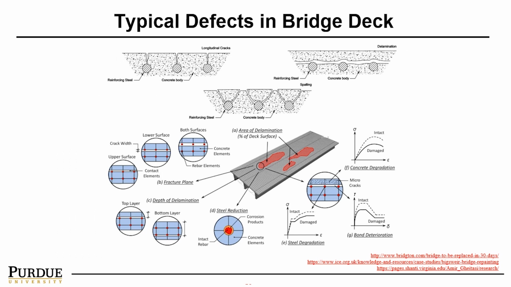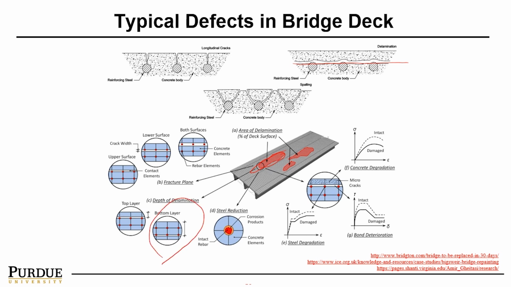In this slide, I would like to talk about the typical defects we would like to see in a bridge deck. In general, there are defects that happen on the surface. For instance, you have a surface thermal-induced crack or fatigue-induced crack, or you could have a delamination between the concrete and the reinforcement. The delamination could happen on the top layer, or even in the bottom layer.